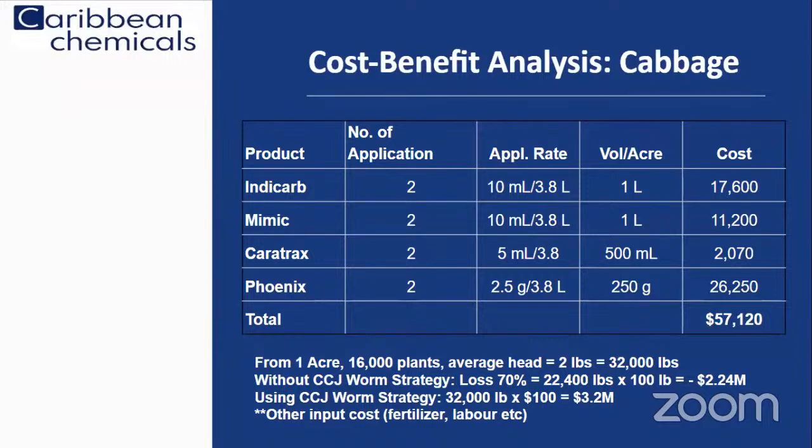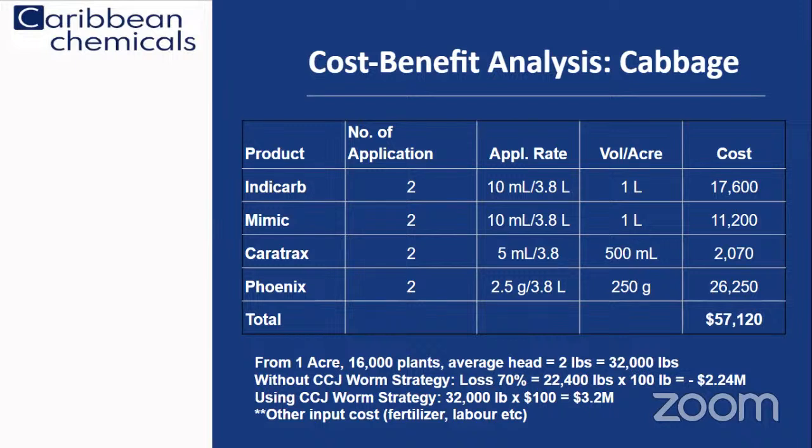Very effective chemical. And in all things, cost benefit analysis. You want to know the cost of controlling versus the cost of not controlling your insect, and how does it affect your profit in your farming business? So we did a cost benefit analysis of cabbage. And we are working it out to an acre of cabbage, which is approximately 16,000 plants per acre, and we are averaging it to 2 pounds per head of cabbage.